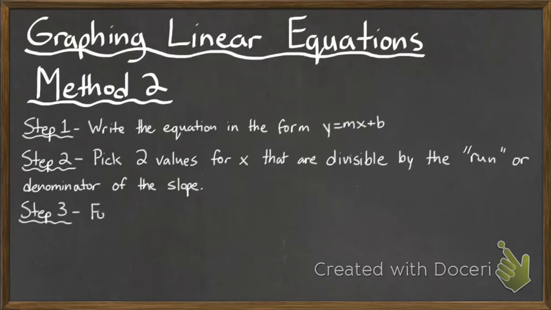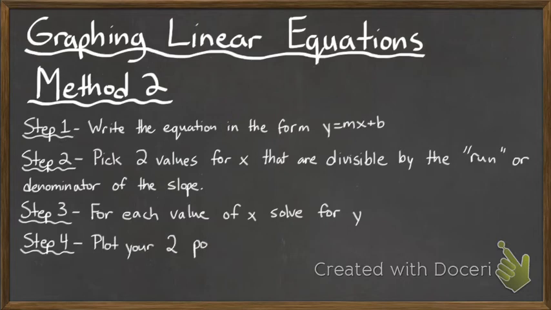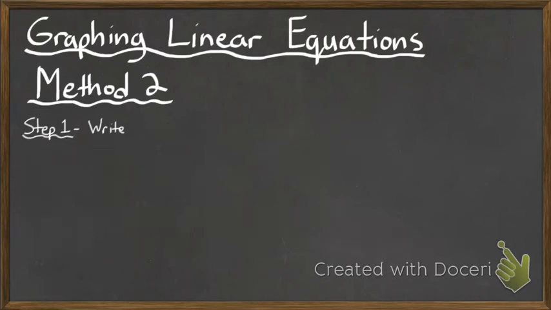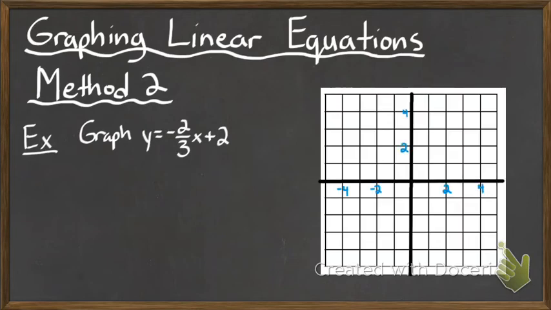Step 3, for each value of x, you're going to solve it for y. And then lastly, step 4, you can plot your 2 points and then draw a line through them. Okay, so we're going to look at the exact same equation as before, except we're going to try graphing it using method 2.